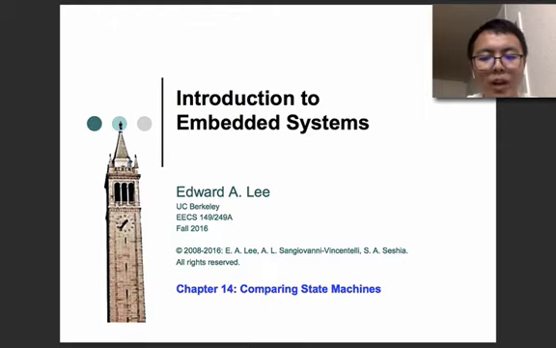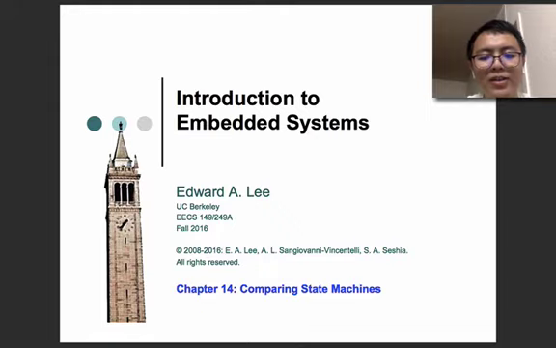We will define what it means for two state machines to be equivalent. We're also going to define what it means for one state machine to refine another. So these are our goals today. And why do we need this? The notion of refinement is very important.